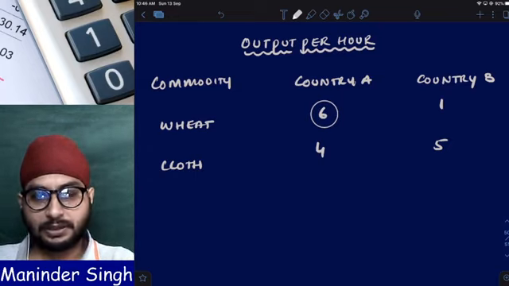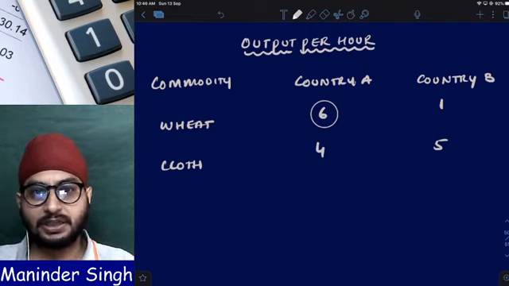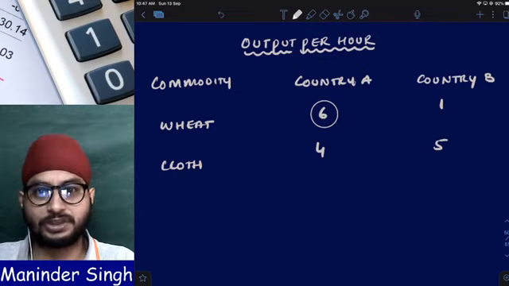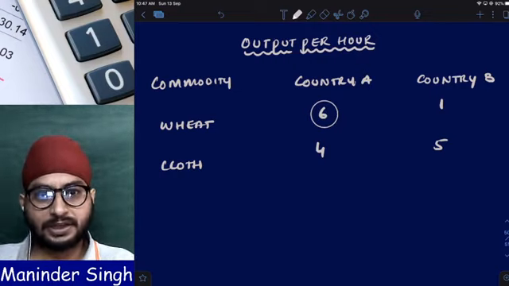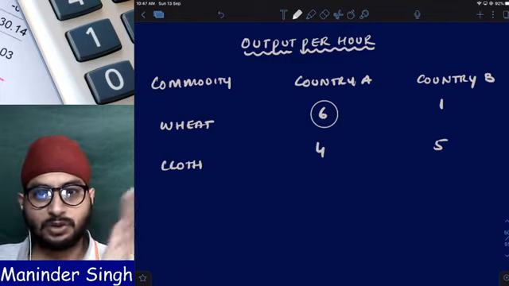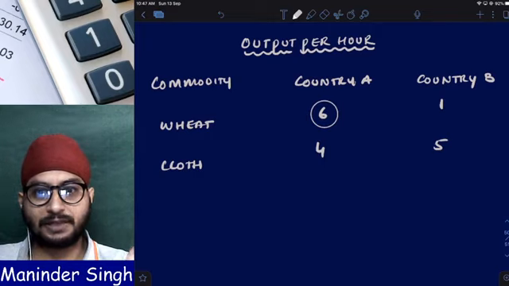Now tell, country A is having an absolute advantage over country B in production of what? In production of wheat. Country B is having a complete disadvantage, an absolute disadvantage, in producing wheat. Correct or not? Are both the countries having a disadvantage? No. Are both the countries having an advantage in wheat? No. One country is having an advantage, one is having a disadvantage.